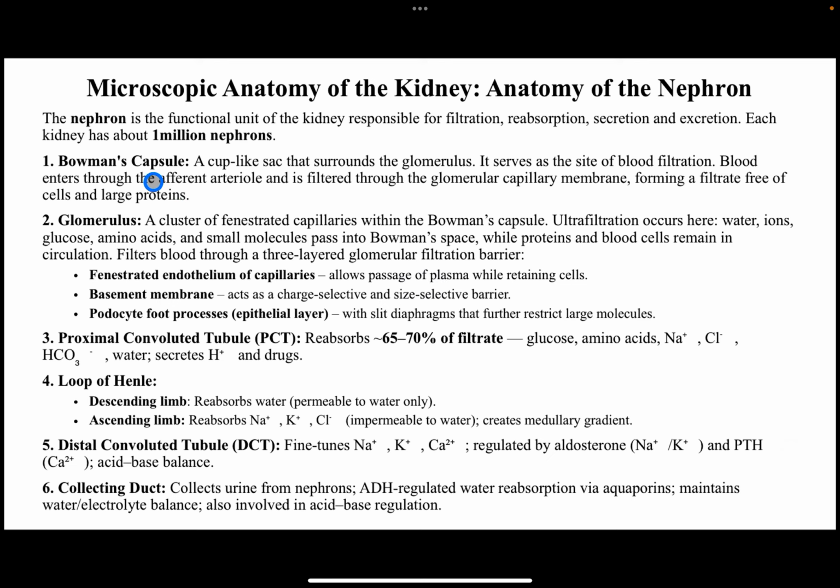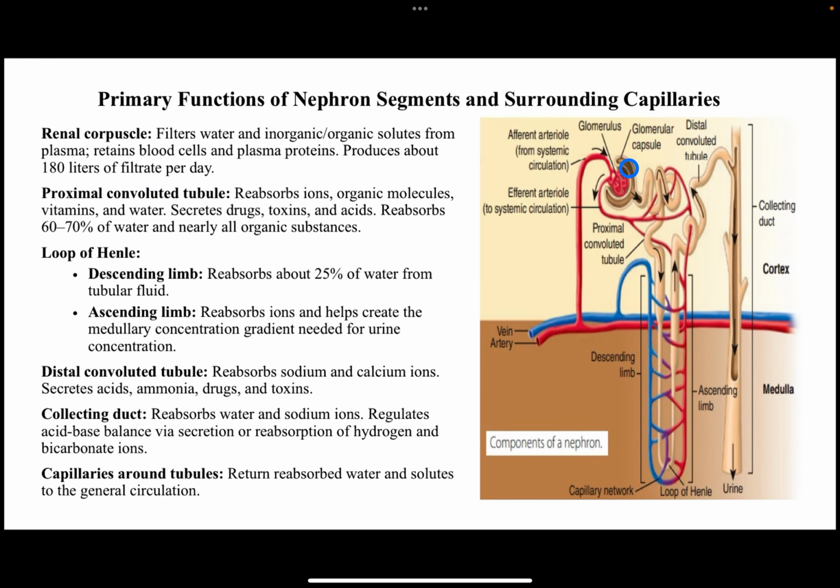So we have the Bowman's capsule. Another thing I didn't mention is that this is the Bowman's capsule, or the glomerular capsule. This is the glomerulus. This region where we have the glomerular capsule and the glomerulus is what we refer to as the renal corpuscle. The renal corpuscle is the region where we have the glomerulus within the glomerular capsule, or the Bowman's capsule.